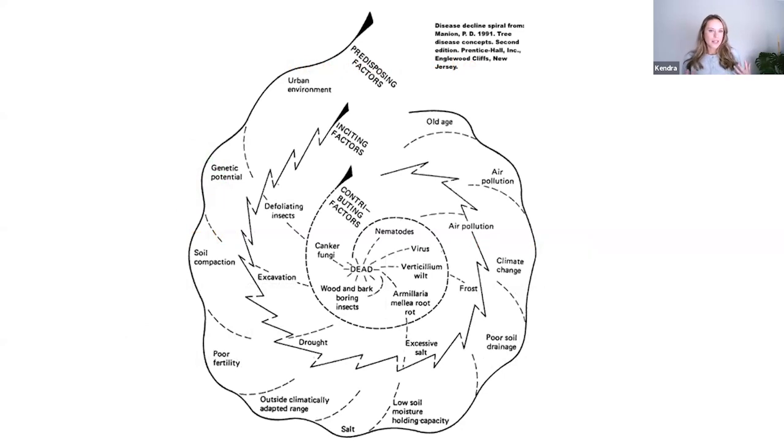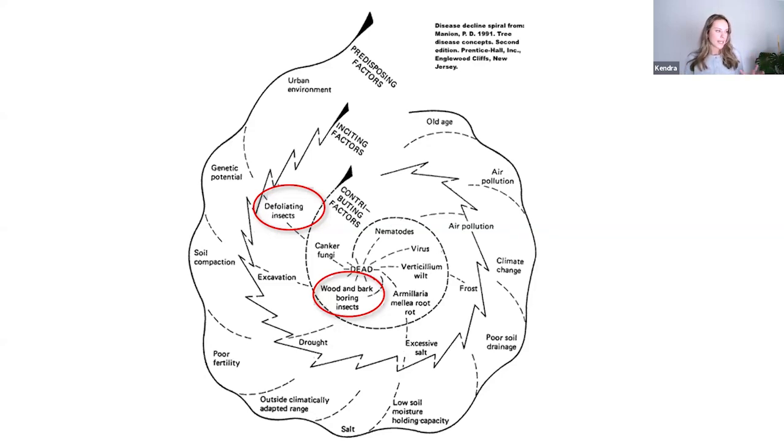So I love to bring up this figure here. Now, this is the disease decline spiral, and this was published back in 1991. And the reason why I like to bring it up is because it has one of the major pests that we're going to be talking about today. Spongy moth falls into the classification of a defoliating insect, meaning that it defoliates the plants that it feeds on. And then we also see wood and bark boring insects present as well.